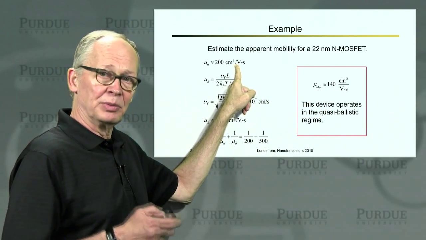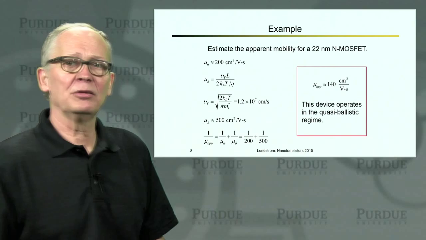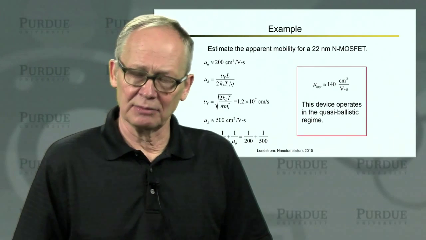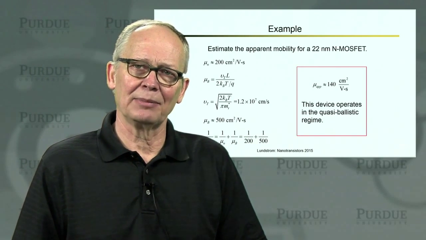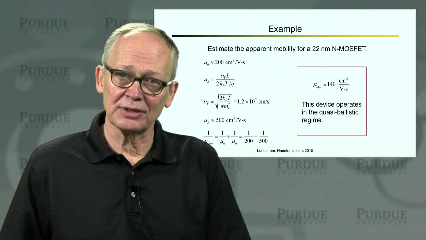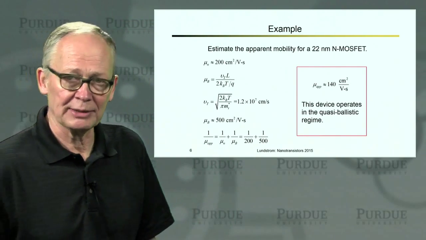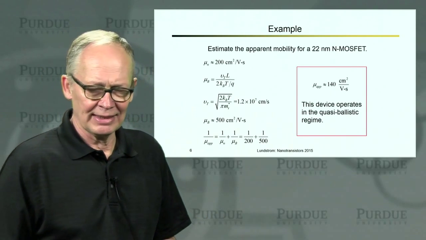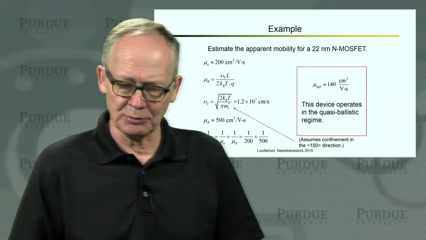So the apparent mobility of this MOSFET is a little bit less than the scattering limited mobility because this device is operating in what we would call a quasi-ballistic regime. Not diffusive, not ballistic, somewhere in between, which is often the case that we're in these days with silicon MOSFETs.